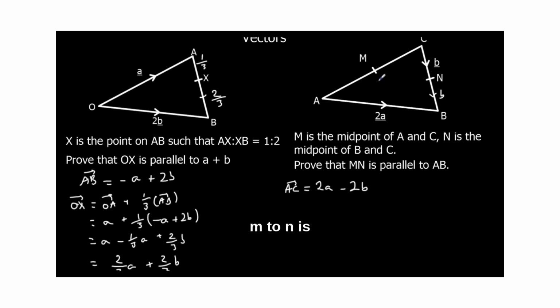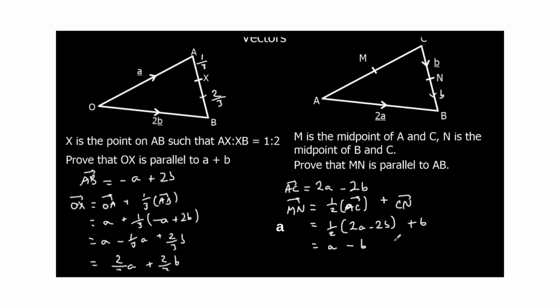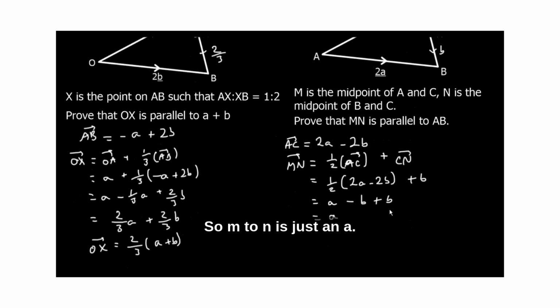So what do we need for M to N? M to N is half of A to C, and then plus C to N, which is a B. Half of 2A minus 2B, plus a B. Half of 2 is just 1. So A minus B plus B, and that gives me A. So M to N is just an A.